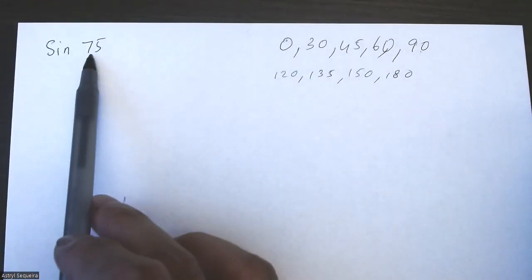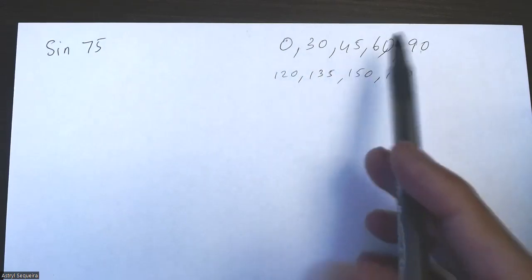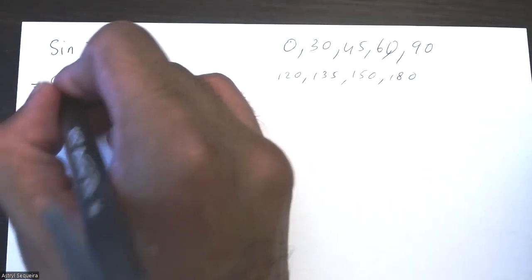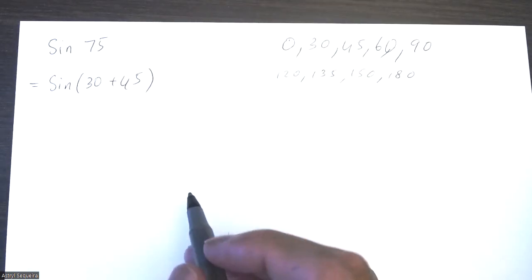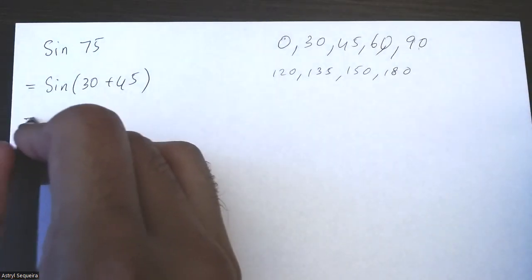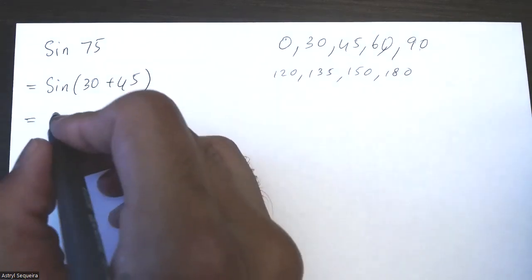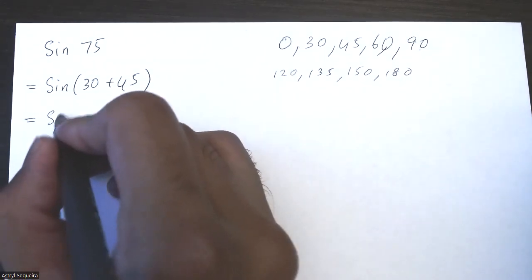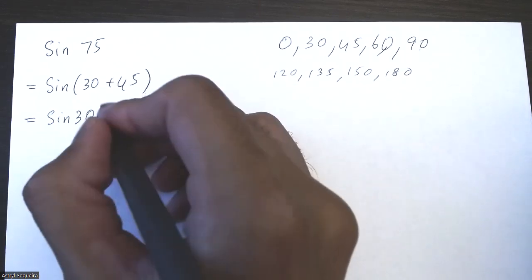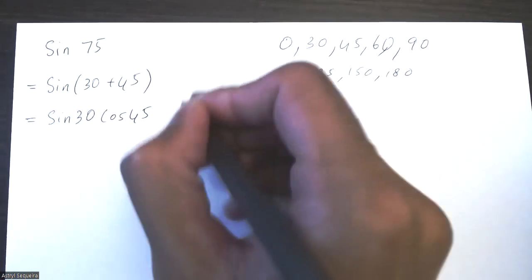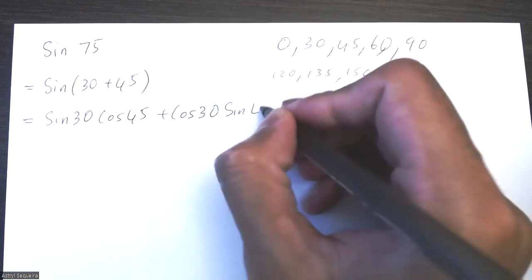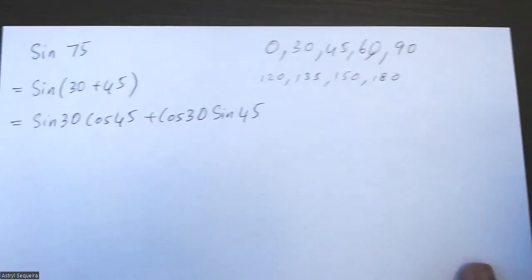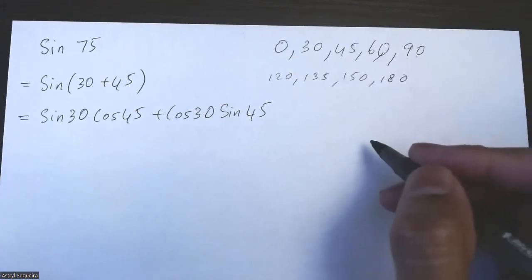I know 75 can be broken down into 30 plus 45. So I'm going to switch this to sine 30 plus 45. And then you want to use your addition formula to split this. So sine 30 plus 45 equals sine 30 cos 45 plus cos 30 sine 45. And then you want to solve these using your special triangles.